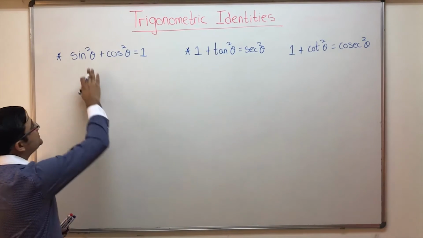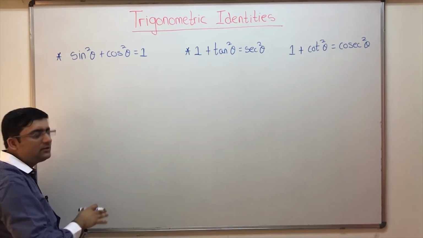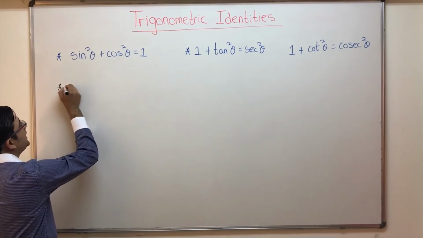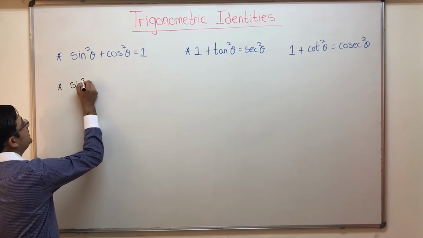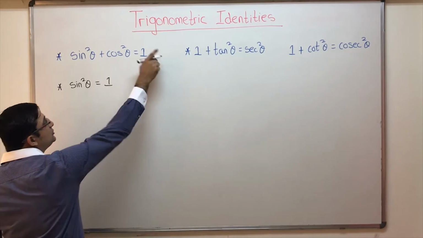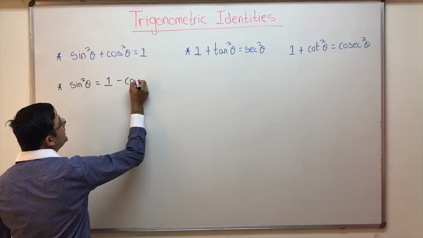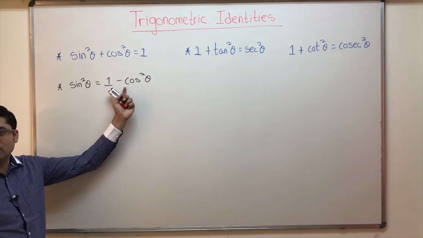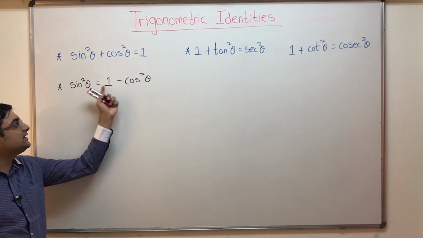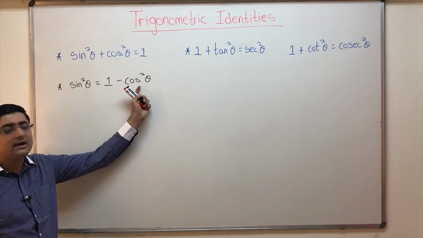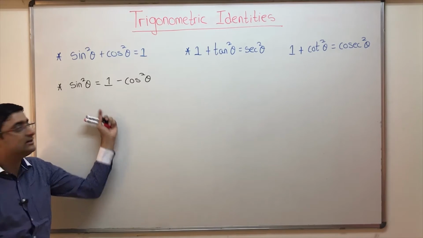So see, I have sine square theta plus cos square theta as 1. So what I'll do is, I'll take cos square theta over there. So what do I get? I get sine square theta is equal to 1, cos square theta is being added, so on the other side will be minus: 1 minus cos square theta. Right? So if I want to convert sine square theta to cos square theta, I can write sine square theta as 1 minus cos square theta. Conversely, I can write 1 minus cos square theta as sine square theta.